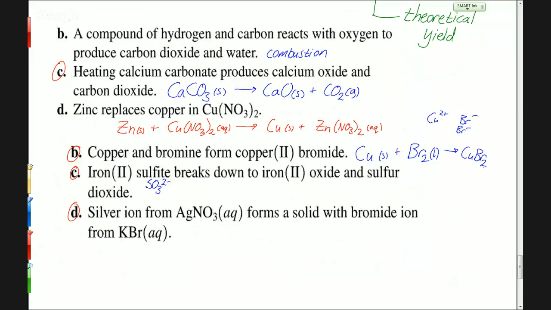Then iron 2 sulfite breaks down. So sulfite I gave you, SO3 2 minus. Iron 2 is Fe2 plus. So that means that there's going to be a 1-to-1 type relationship. And that breaks down to iron 2 oxide. Again, oxide is 2 minus. So 2 plus 2 minus should be just FeO. And sulfur dioxide, SO2. And those are balanced as well.